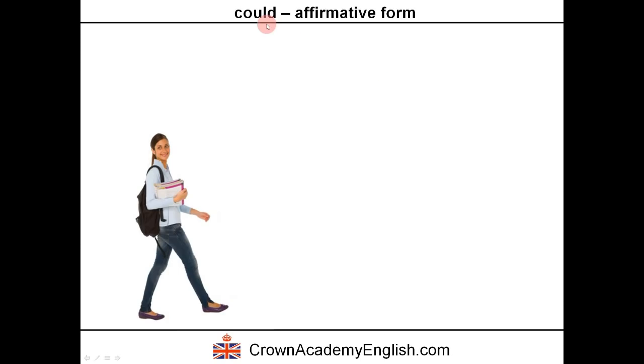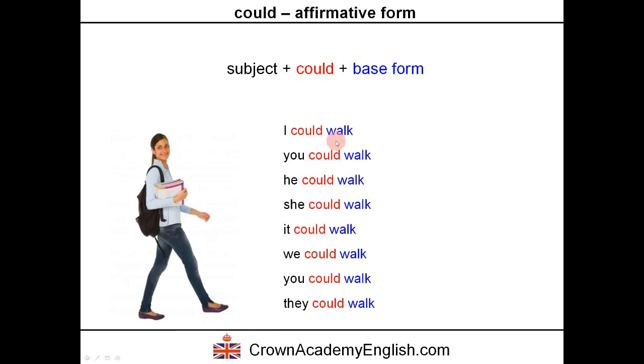First of all, we will look at the form, the affirmative form. It is subject, then the word could, and then the base form of the verb. I could walk, you could walk, he could walk, she could walk, it could walk, we could walk, you could walk, they could walk. Okay, so it's only the subject that changes.